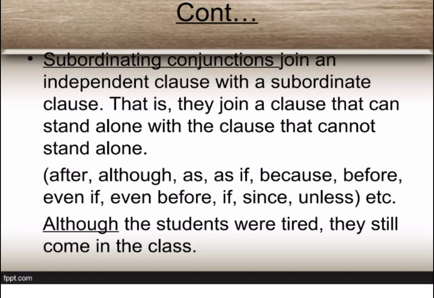Subordinating conjunctions join an independent clause with a subordinate clause. That is, they join a clause that can stand alone with a clause that cannot stand alone. After, although, as if, because, before, even if, even before, if, since, unless, etc. Although the students were tired, they still came to class.